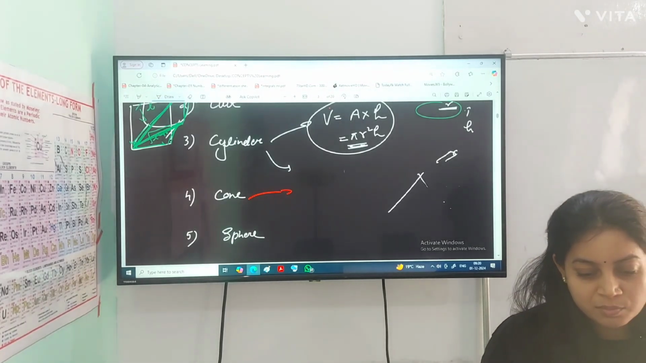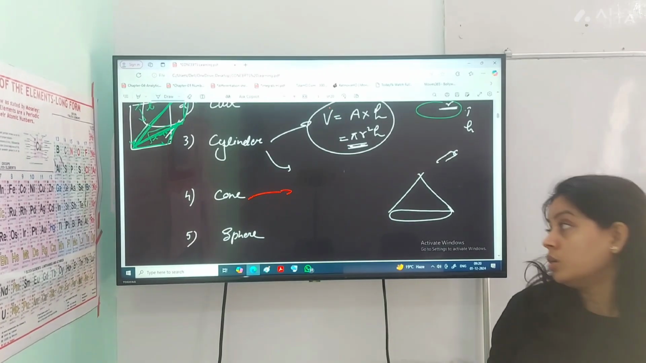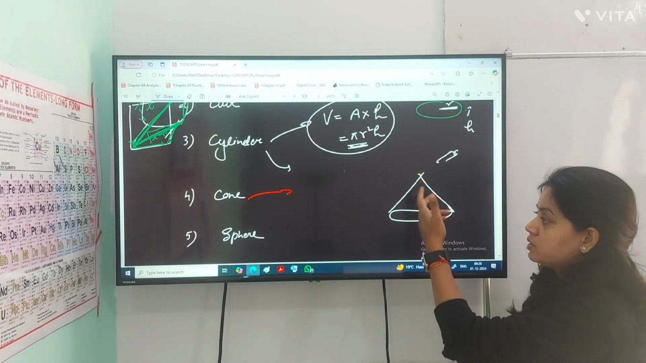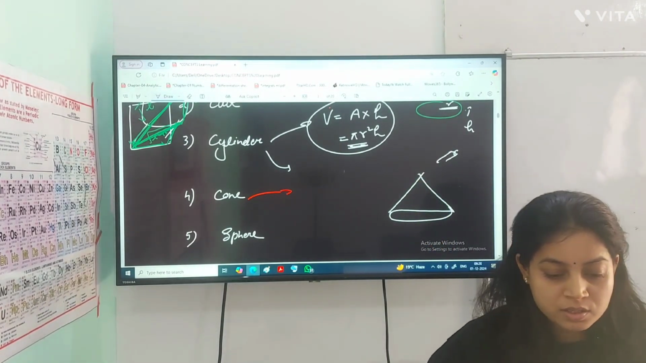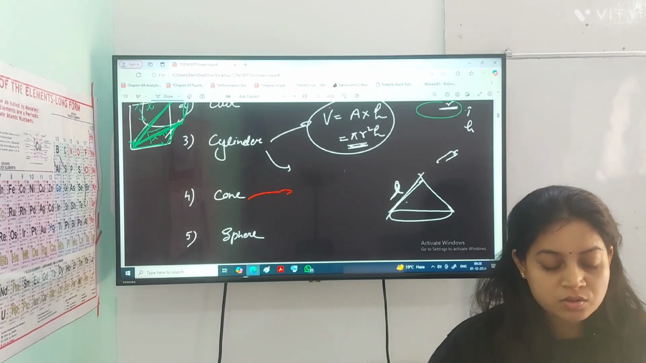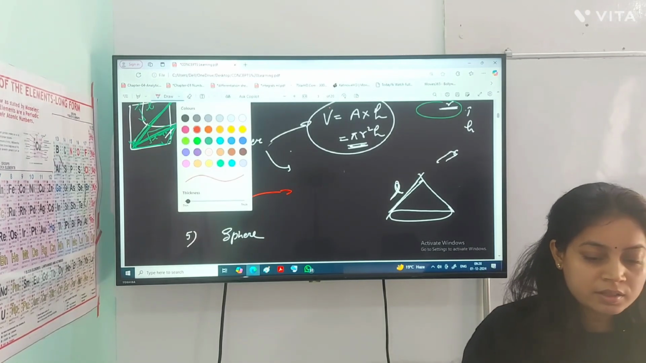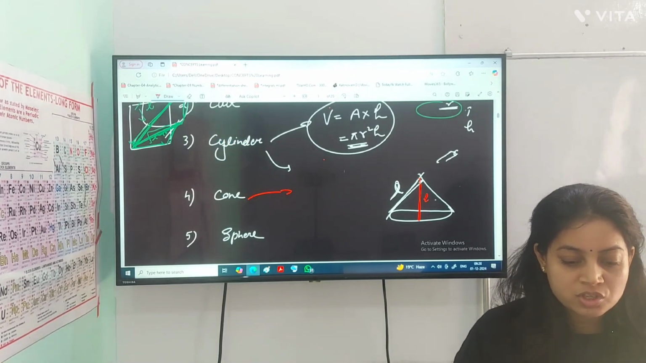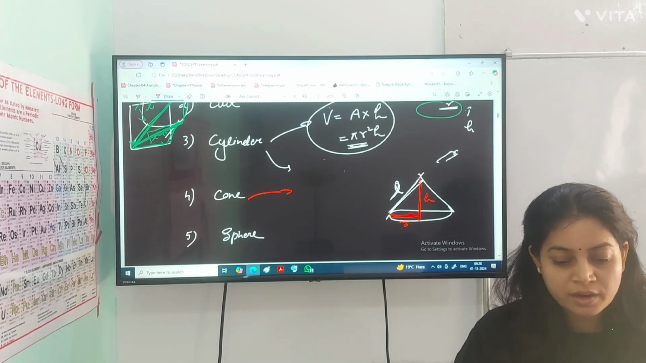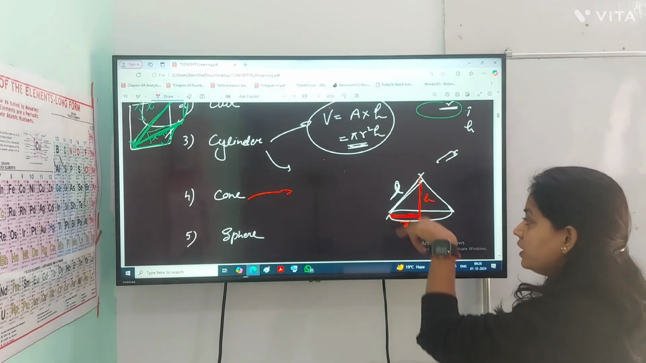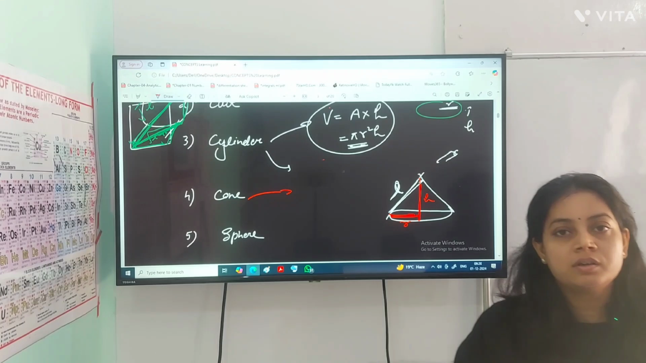And the next one is the cone, and we all know what a cone is. That is just nothing but the birthday cap, or you can say it's just like a simple tin. And this is your cone, and this side is called the slant height. This is called the slant height, and this is the vertical height h, and this is the radius of the cone, that is r, right?